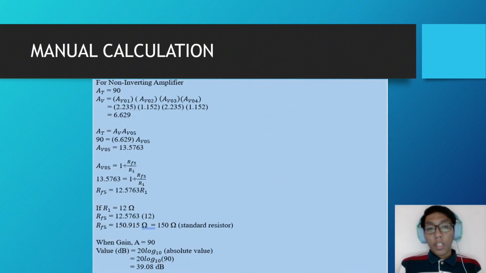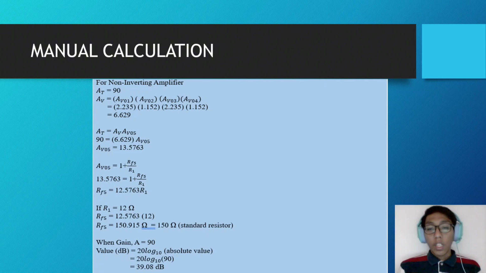For the non-inverting amplifier, to find AV, just multiply every AV from the low pass filter and the high pass filter. So just do the calculation. 90 equal to 6.629 AV05. Just rearrange it, so we get 13.5763. To find RF5, 13.5763 equal to 1 plus RF5 per R1. So we get RF5 equal to 12.5763 R1. If R1 is 12 ohm, then RF5 equal to 12.5763 multiplied with 12. So we got 150.915 ohm. The closest standard is 150.